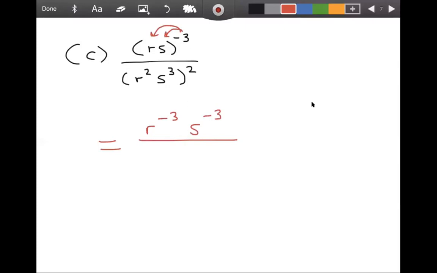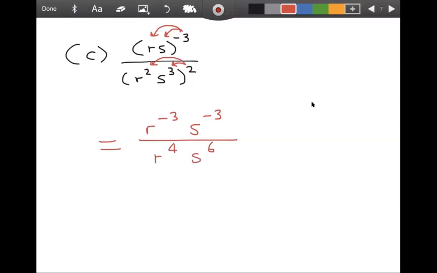All right, and then again, using the product to a power rule, put the square here and here. And in this one, I'm also using the power rule, because the first thing I get there is r squared squared. R squared squared is r to the fourth, because we multiply the exponents, right? S to the third squared is s to the sixth.